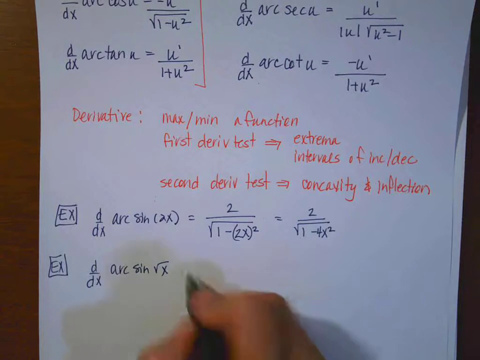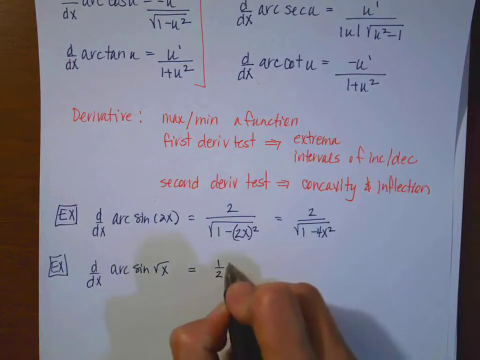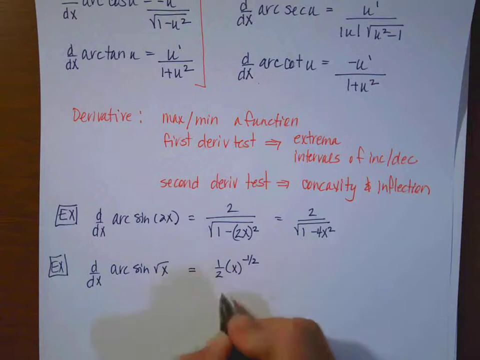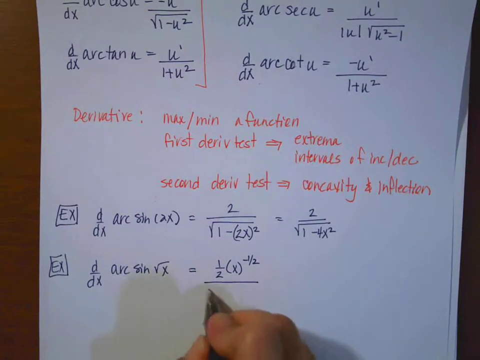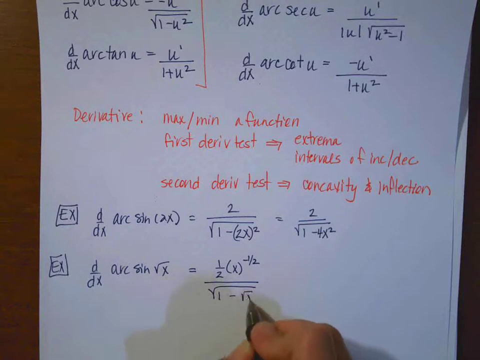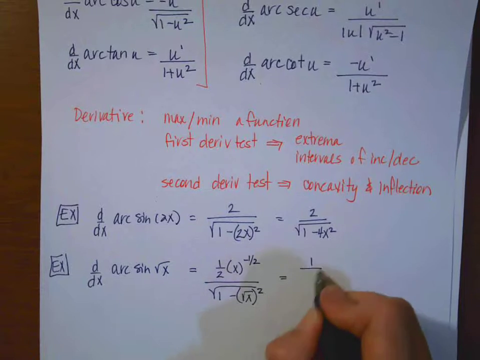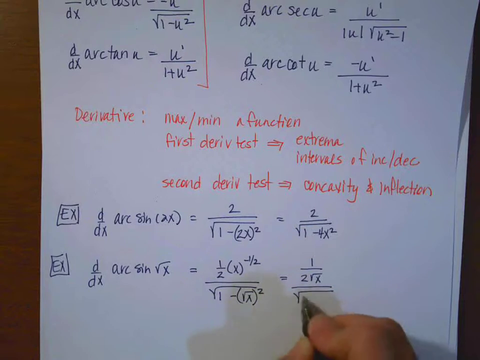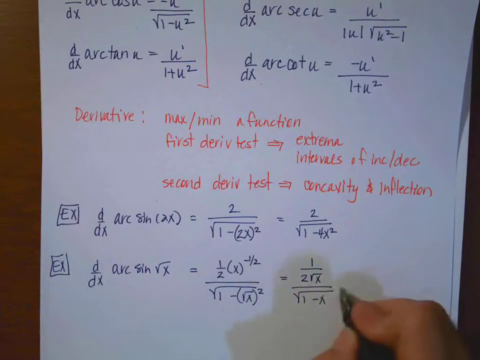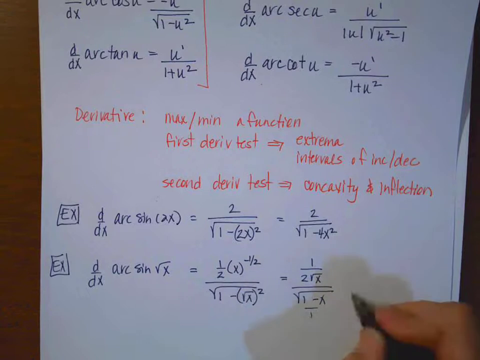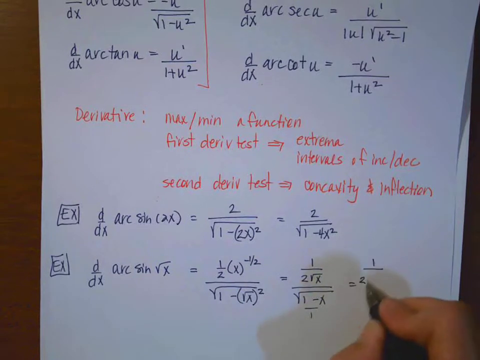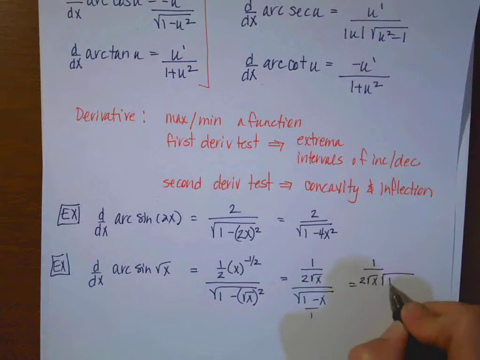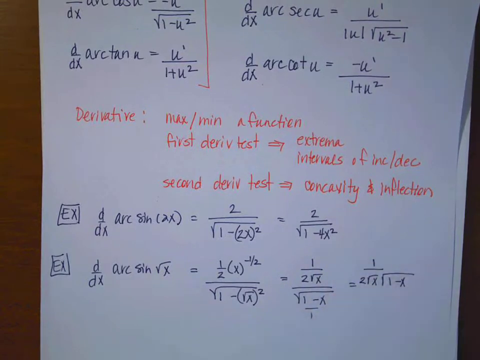Okay? So remember that the numerator is the derivative of the u, so my numerator is going to be 1/2 times x to the negative 1/2, and then I'm going to put that over the square root of 1 minus the square root of x, which is my u quantity squared. Well, if I simplify this, this is going to be 1 over 2 times the square root of x over the square root of 1 minus x. And then because this is over 1, I can multiply by the reciprocal. So this is 1 over 2 times the square root of x times the square root of 1 minus x.